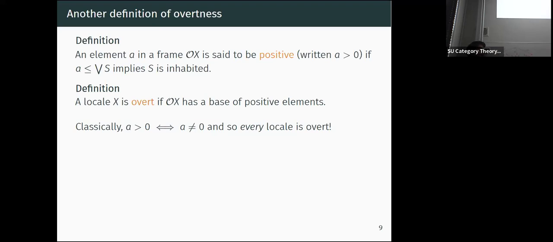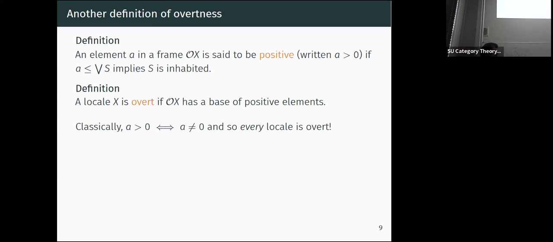Yeah, exactly. So imagine how you would, if it were possible for A to be less than or equal to the join of an empty set, then A would be 0. Now take the contrapositive. And that's essentially what this is saying. But it's phrased all without negatives.